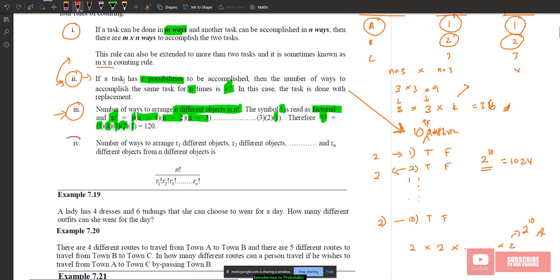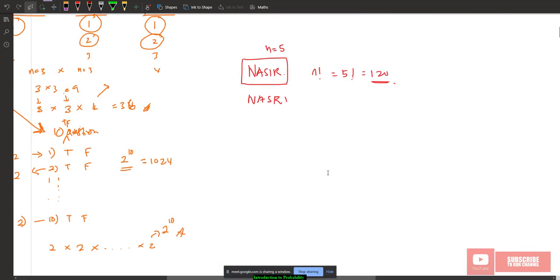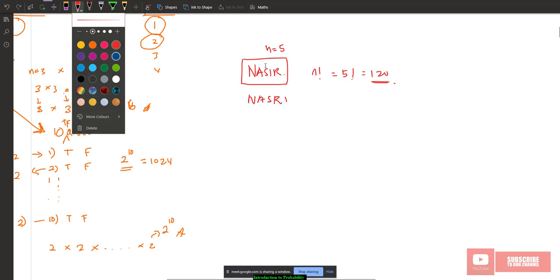For formula number 4, right, the number of ways to arrange R1 different object, R2 different object, until Rn different object from n different objects is n factorial divided by R1 factorial multiplied with R2 factorial until Rn factorial, right? For this example, for formula number 4, for formula number 3, you know that if you have different objects, right? For formula number 4, let's say you have a repeated object.